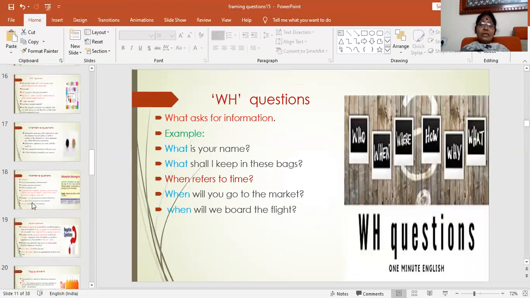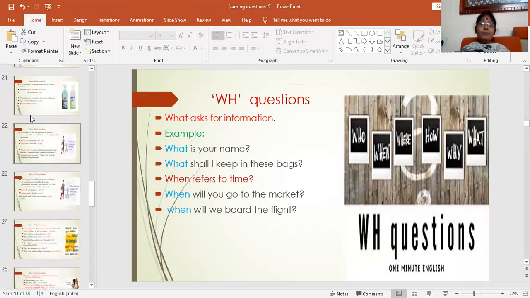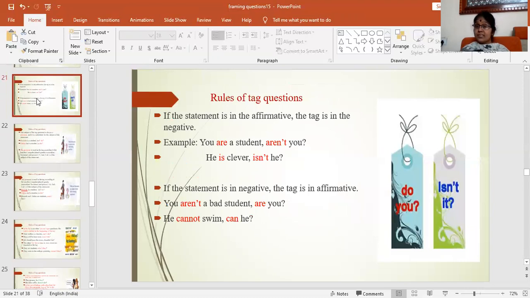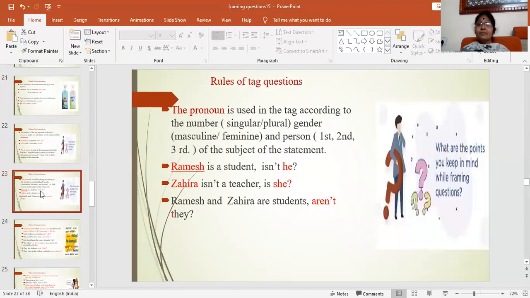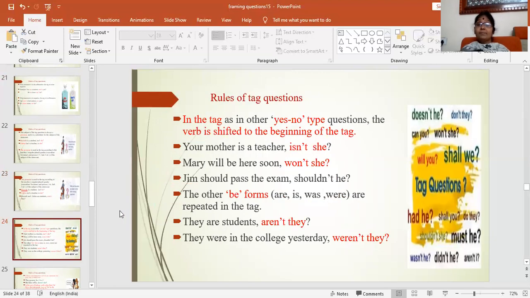We also learned certain rules on tags, where we said that if the statement is affirmative, the tag is negative. If the statement is negative, the tag is affirmative. And the pronoun is used in the tag according to the number. And in the tag, as in other yes/no type questions, the verb is shifted to the beginning of the tag. So these are the rules that we learned.